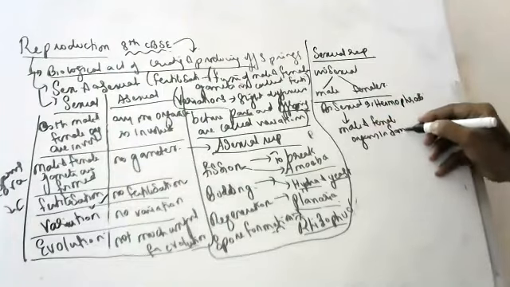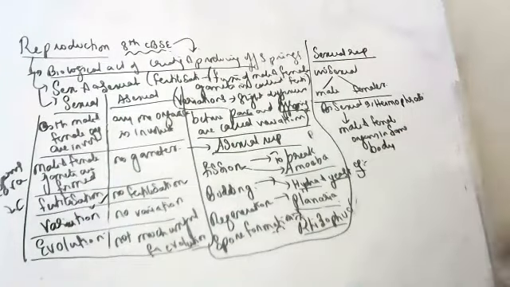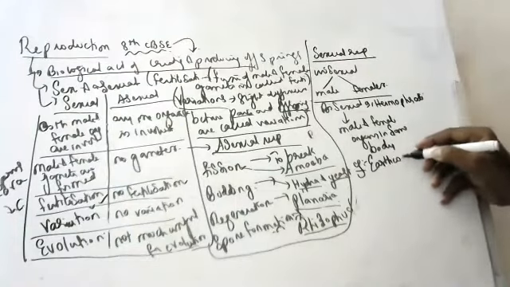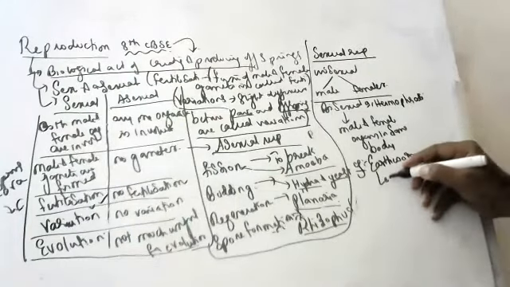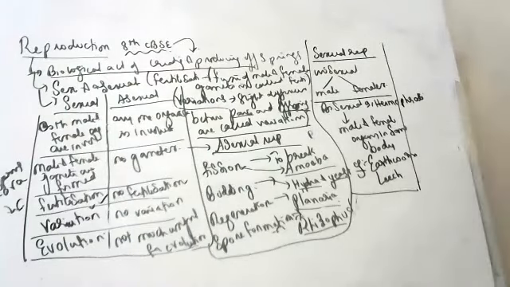Can anyone give an example of a hermaphrodite? An animal which has both male and female? Earthworm. Very good. Earthworm and leech. In earthworm and leech, children, male and female are present in the same body.